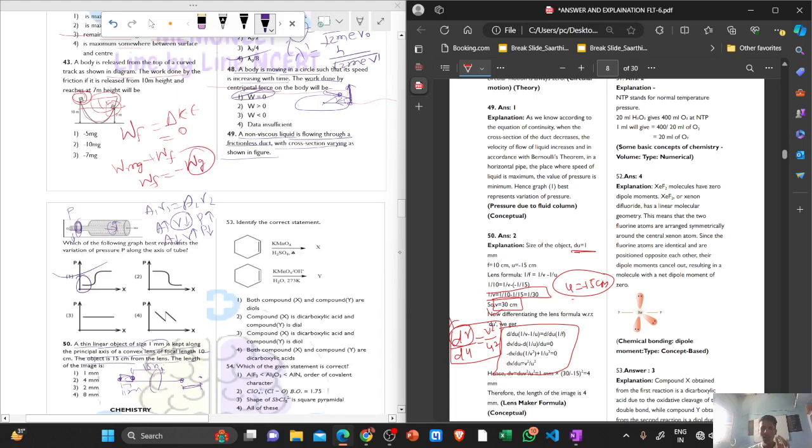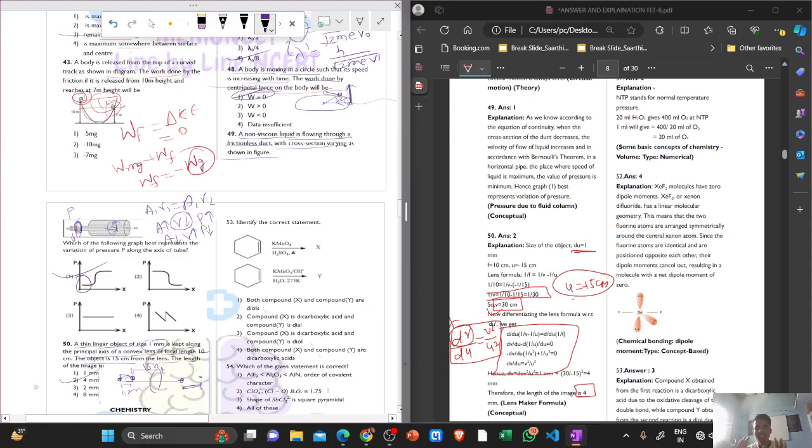You just need to calculate the value of v and u. You can calculate v by using u, and u is already given. So you can calculate the change in the position of v as du is given. When you calculate it out, your dv will come out to be 4. So your second option will be the correct answer.